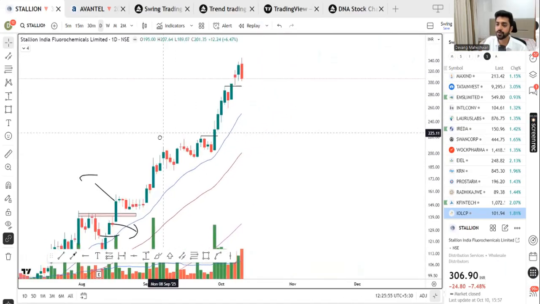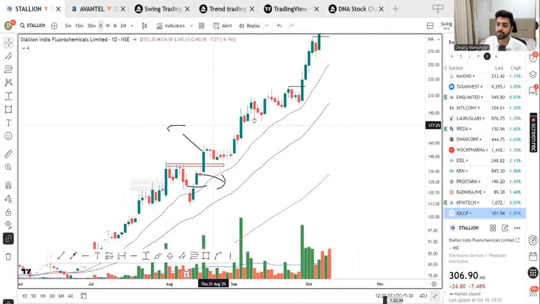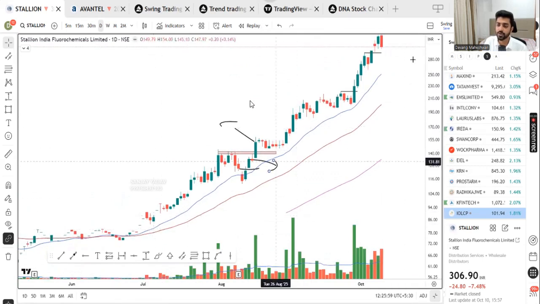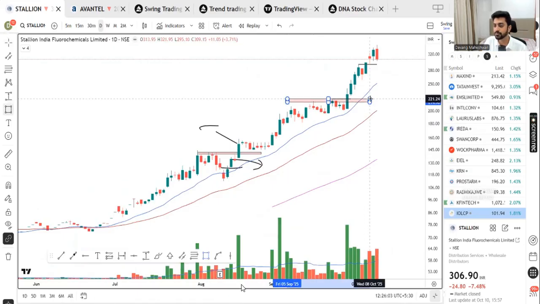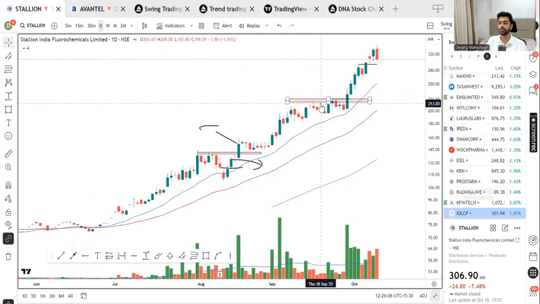Then it moved up here, moving up, no base. Is there any base now in this? Okay, in this run, what are the bases? Is this a base here? Can you call this a base here?